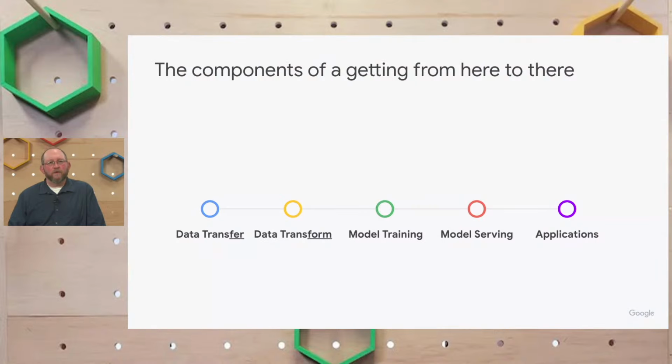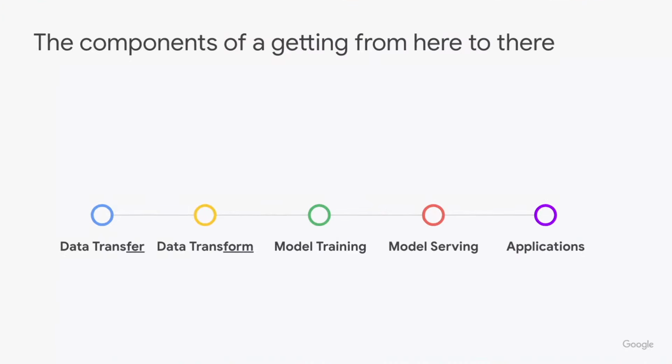At its most basic, what you really need to do is data transfer, data transform, model training, model serving, and the applications. Well, what does that actually mean? Well, data transfer means you just need to take the data from wherever it is and bring it into Google Cloud. Data transformation is taking the data that you've just brought in and transforming it into a format that can be consumed by the model training engines so that it can quickly and easily make meaning out of it.